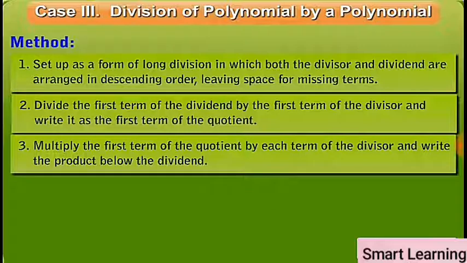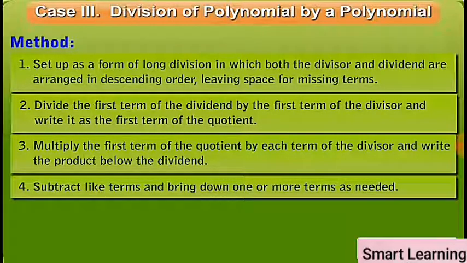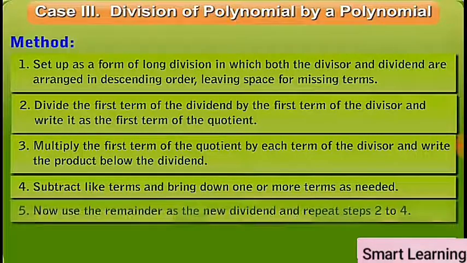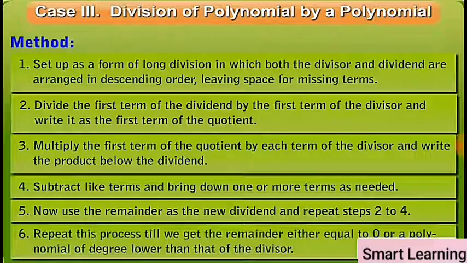Third, multiply the first term of the quotient by each term of the divisor and write the product below the dividend. Fourth, subtract like terms and bring down one or more terms as needed. Fifth, now use the remainder as the new dividend and repeat steps 2 to 4. Sixth, repeat this process till we get the remainder either equal to 0 or a polynomial of degree lower than that of divisor.